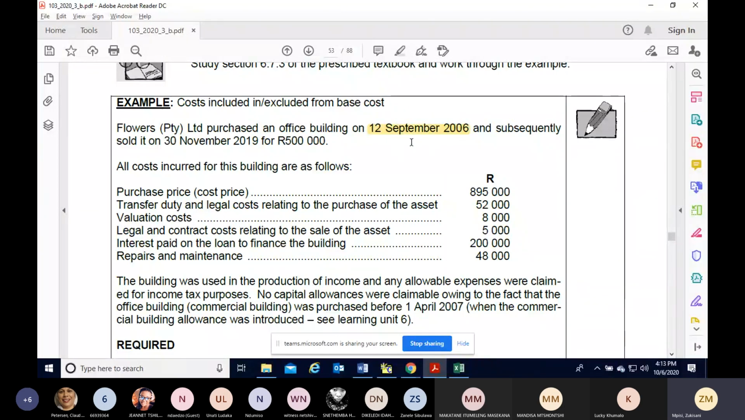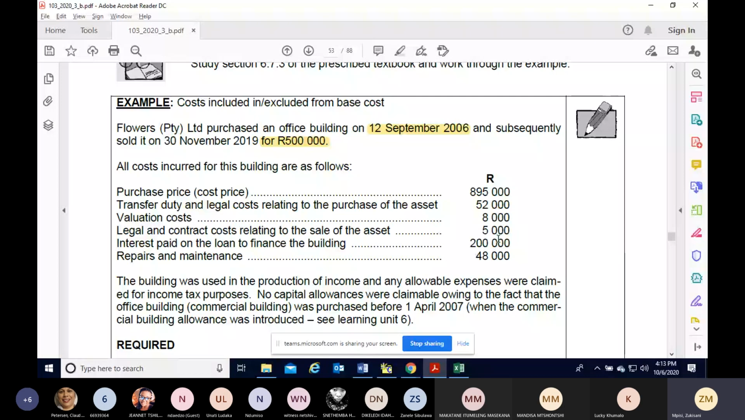So this date is very important for you to always know. It subsequently sold the building on the 30th of November 2009 for 500,000. So this is the proceeds. You are told that all costs incurred for this building are as follows: a purchase price, transfer duty, valuation cost, legal and contract cost, interest paid on the loan to finance the building, and repairs and maintenance of 48,000.